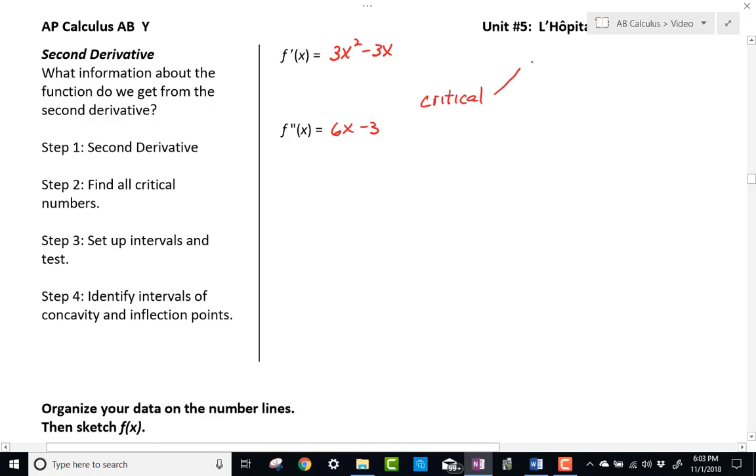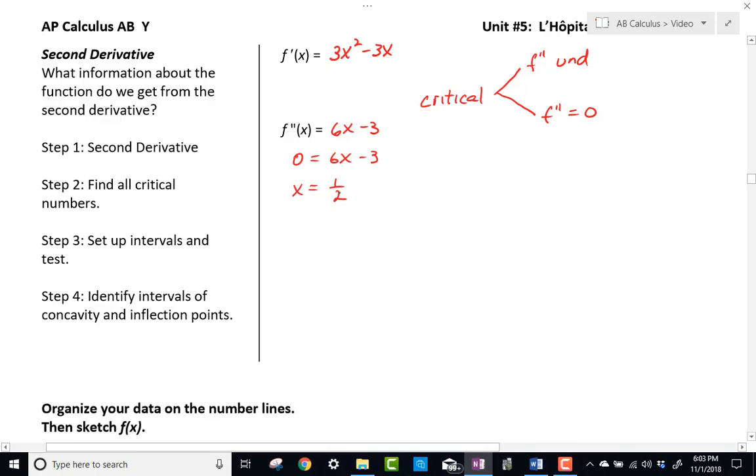We're going to look at where f double prime is undefined. If you look at this function, this is just a linear function, so it's not undefined anywhere, so we don't have to worry about that. And we're going to look at where f double prime is equal to 0. If I set f double prime equal to 0, I get 6x minus 3 equals 0. If I solve this, I add 3 and divide by 6. I get x equals 3 over 6, which is 1 half. So I have a critical value at a half.